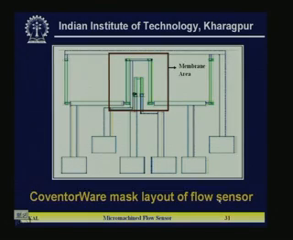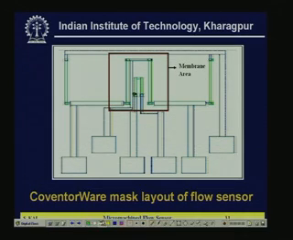Now, this is the structure you can see here. Basically, the heater is in the central place. You can see this is the heater, and there are four resistances, one here and another here, and these two are wide apart from the sensing element, and this portion is the membrane. You can see this region is the membrane, and here is the reference resistance.